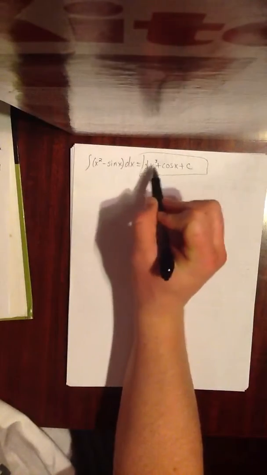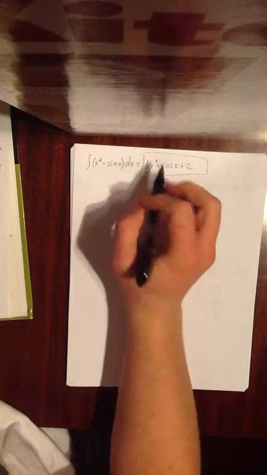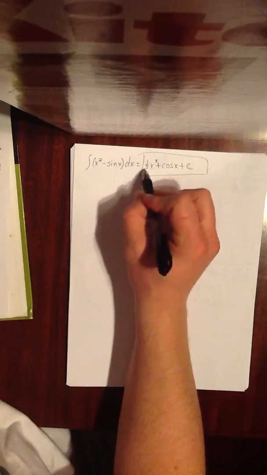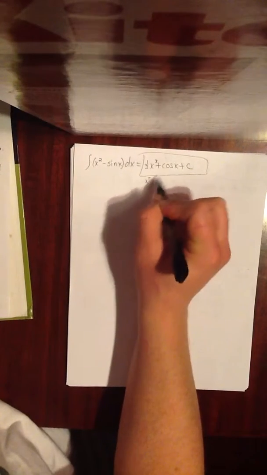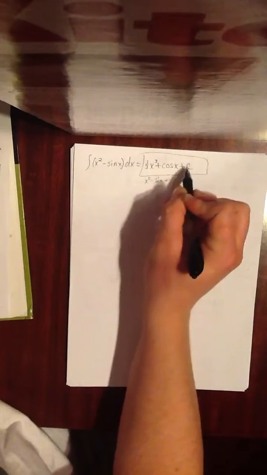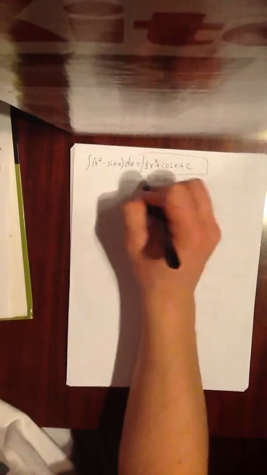If you're ever unsure, just go ahead and take the derivative of what you wrote down, and you should get back to that. Derivative of that, bring the 3 down, 3 times a third is 1. X squared, derivative of cosine is negative sine. Derivative of a constant is nothing. It worked. That's it. That's all indefinite integral is.